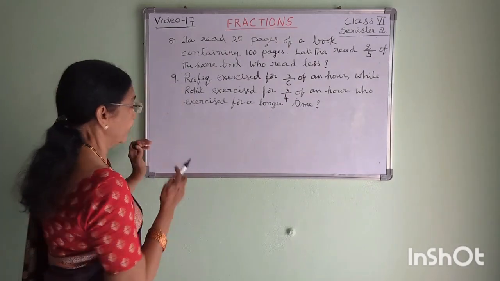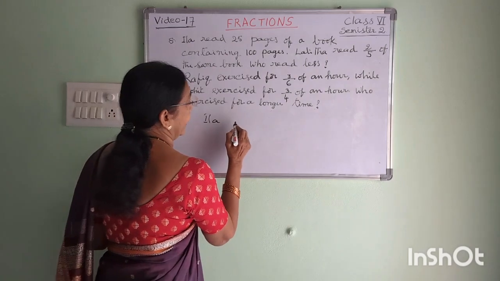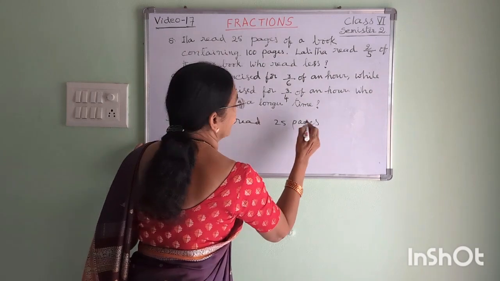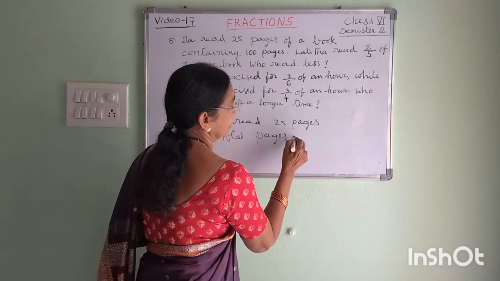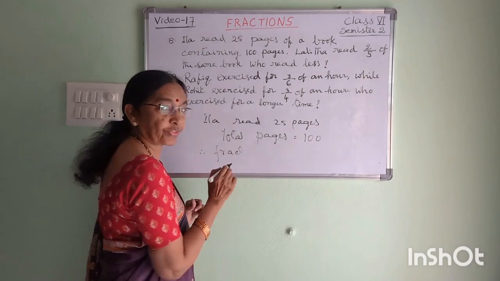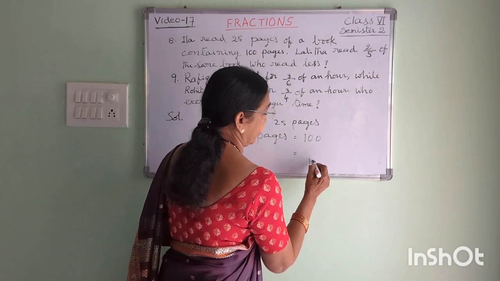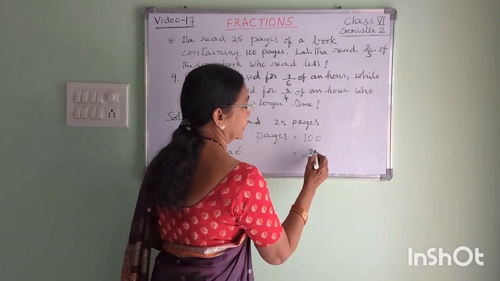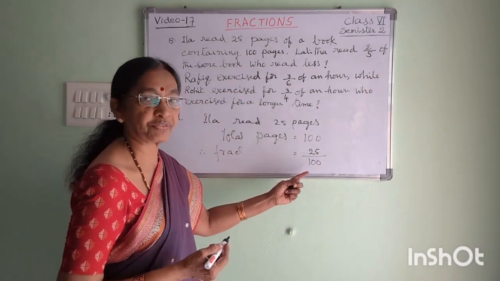So for the solution, Ayla read 25 pages. Total pages is equal to 100. Therefore, the fraction of the pages she read is equal to the total number of pages as the denominator and the number of pages read by her, 25, as the numerator. Therefore, the fraction of the pages she read is equal to 25 by 100.